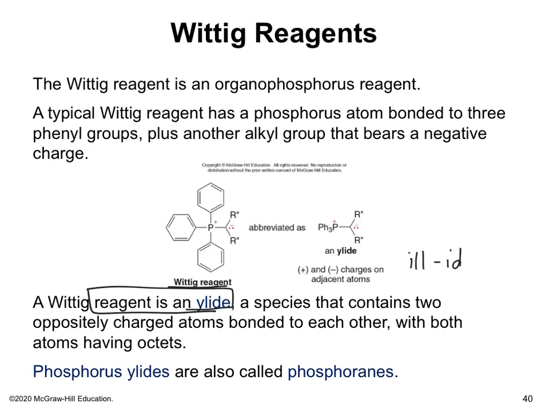Ylide. Okay, so this is how you pronounce it, Y-L-I-D-E. Ylide just means that there's a positive and negative charge adjacent to the atoms. The phosphorus is positive, the carbon is negative. And since they're right next to each other, that's called an ylide.